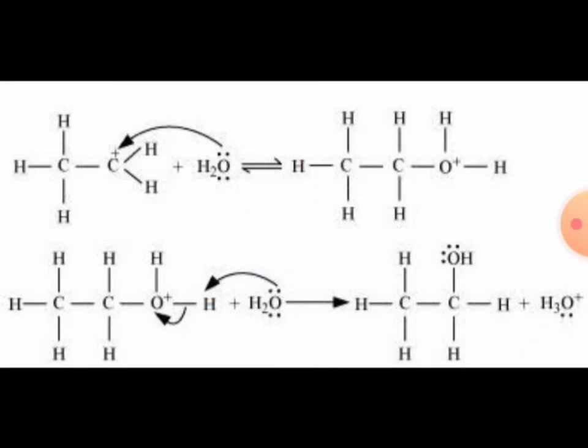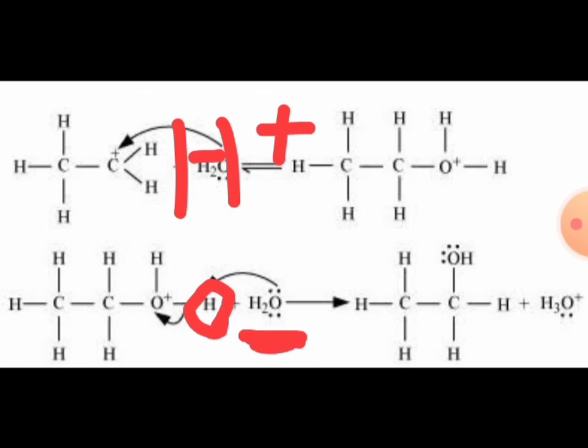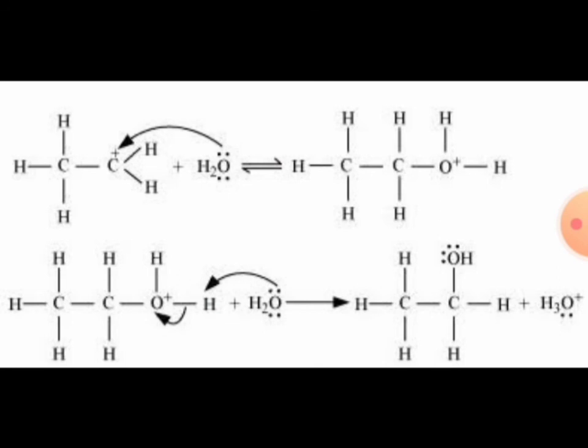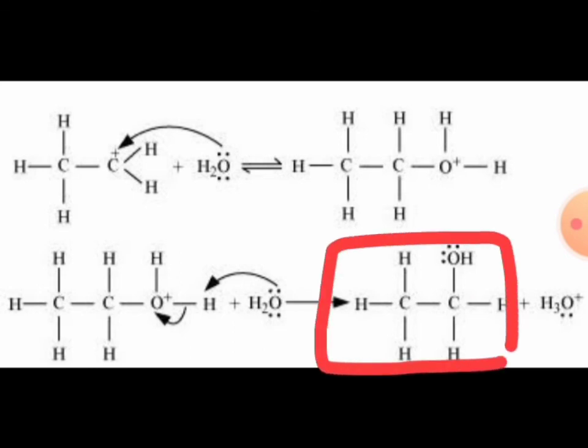I'll repeat. Due to the attack of water, the hydrogen atom of the oxonium ion is released as a proton that will combine with the water to form hydronium ion, H3O plus. Now the bonded electrons between oxygen and hydrogen are going to shift back to the oxygen, and due to that we'll get a hydroxy group on the carbon atom, and a hydroxy group on the carbon atom is nothing but alcohol. We got alcohol as the end product in the hydration of alkene to alcohol.